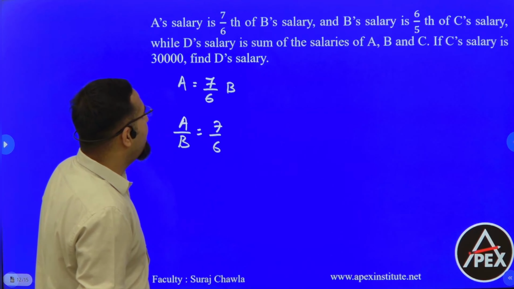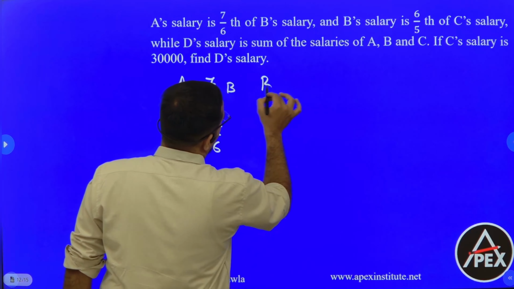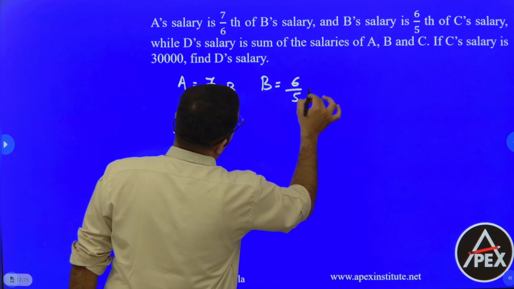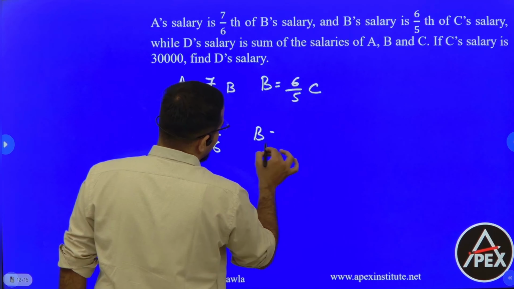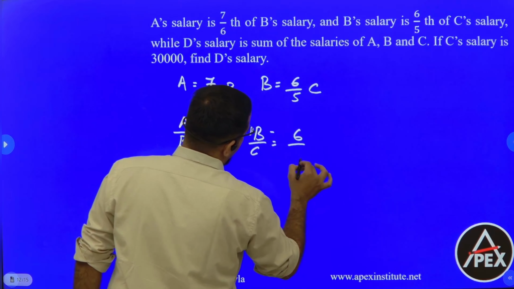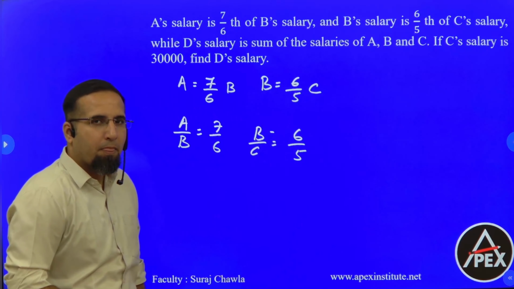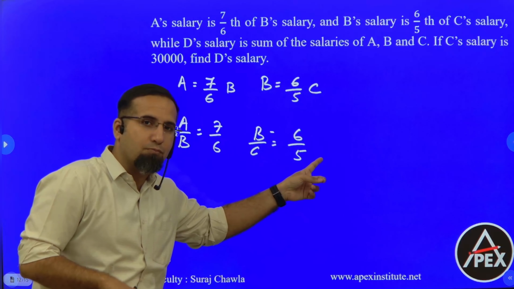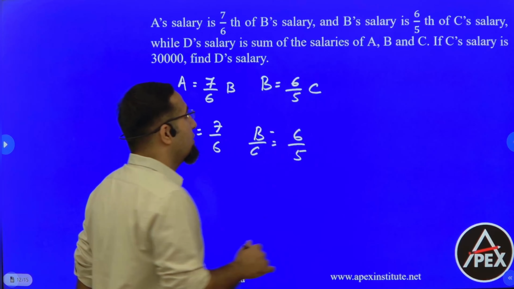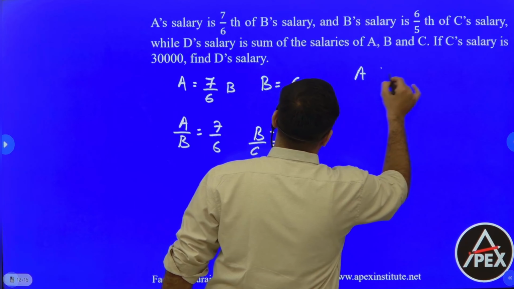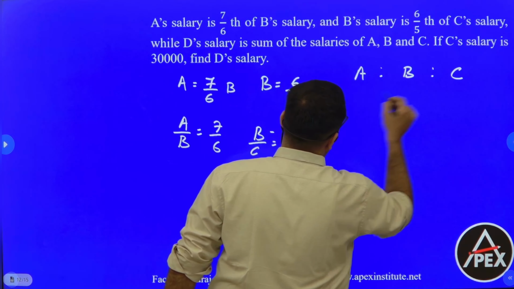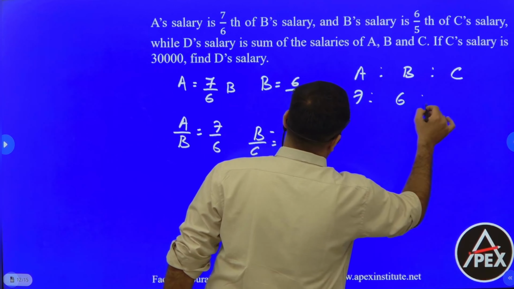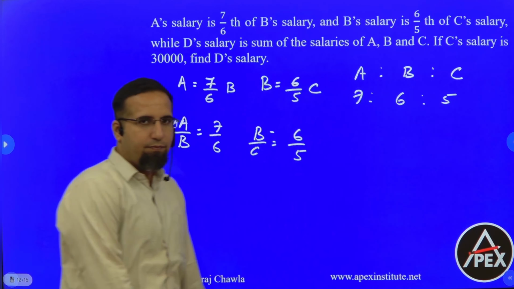Clear? Similarly, B's salary is 6/5 of C. So I can write B by C is equal to 6/5. Now what is the repeated term? The repeated term is B and the repeated term is numerically same. So that means the question has become easy for us. So what can I write here? I can write A is to B is to C as 7 is to 6 is to 5.